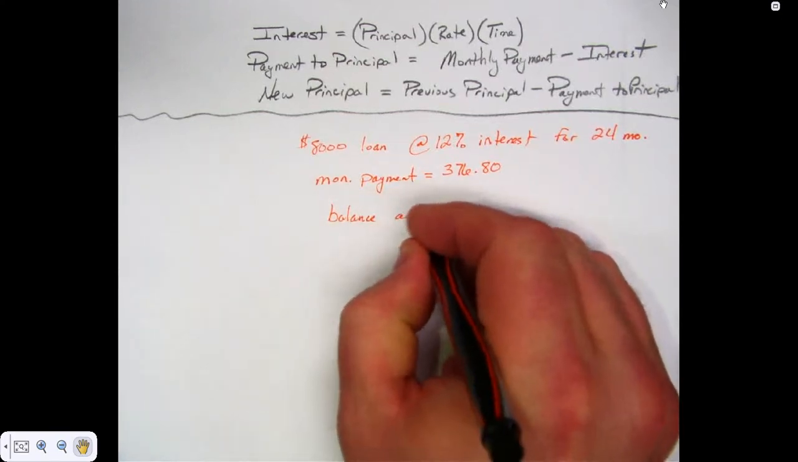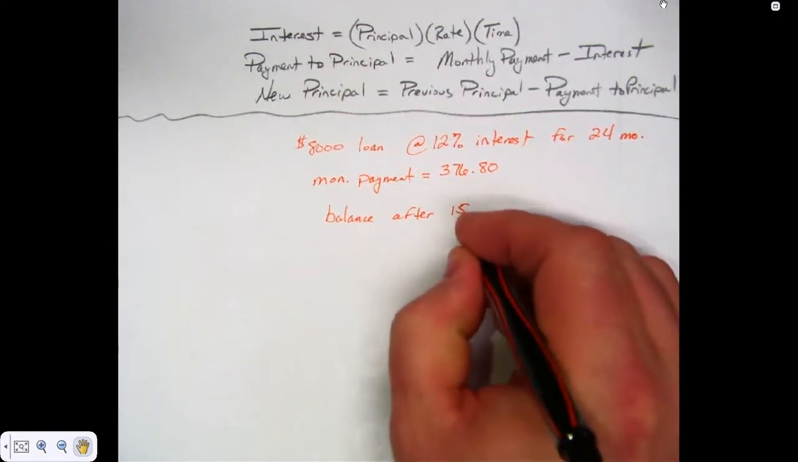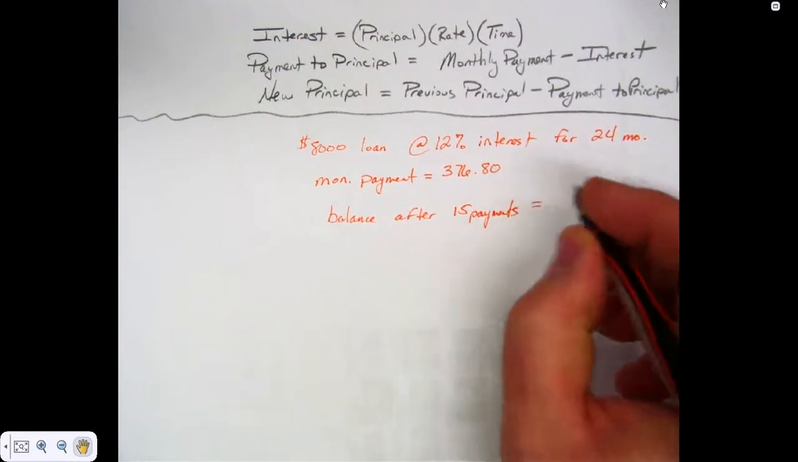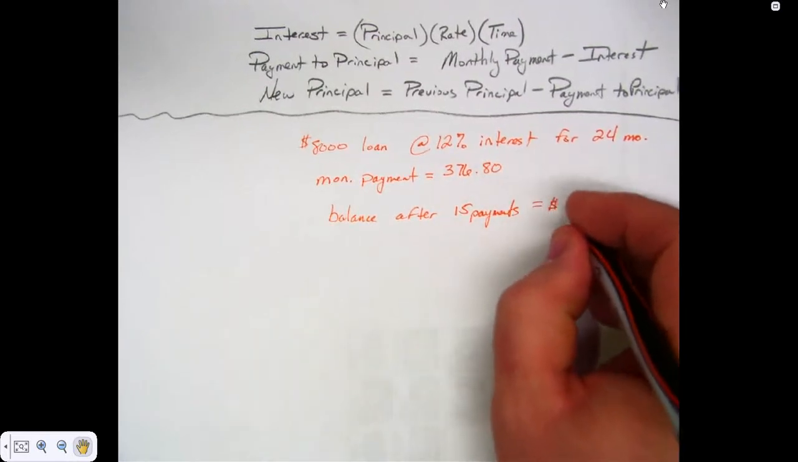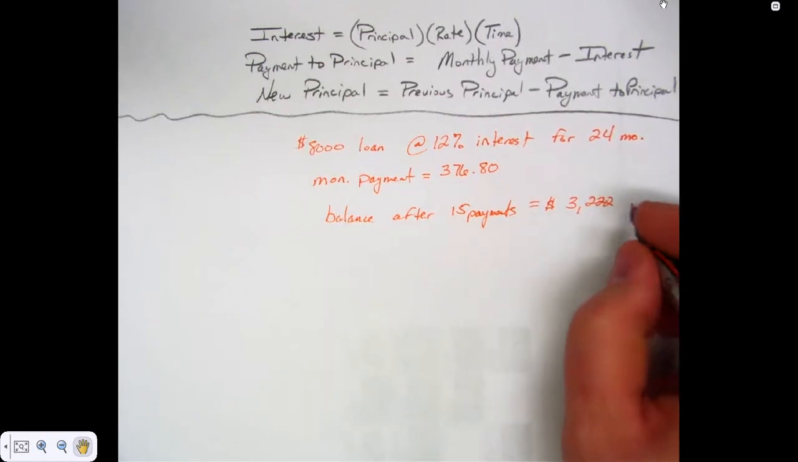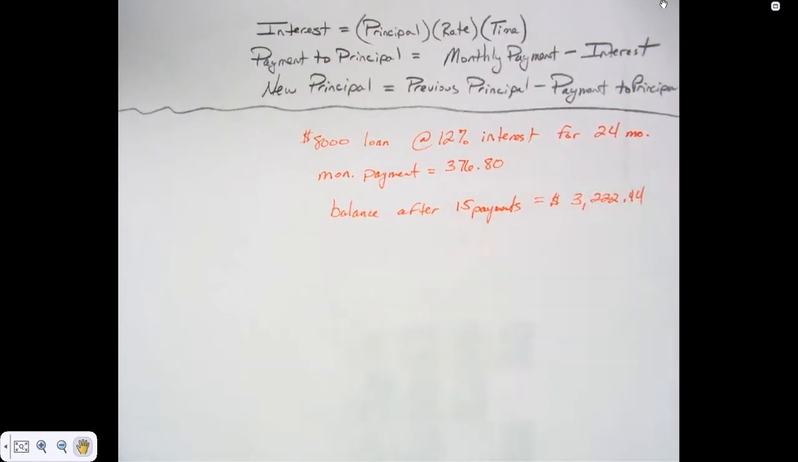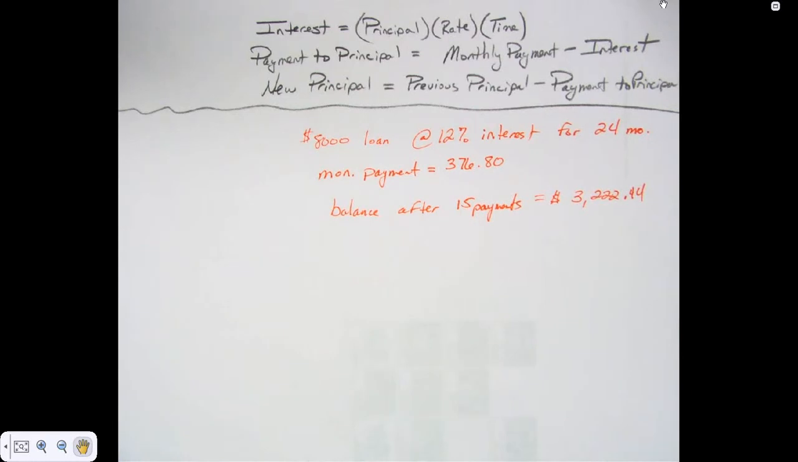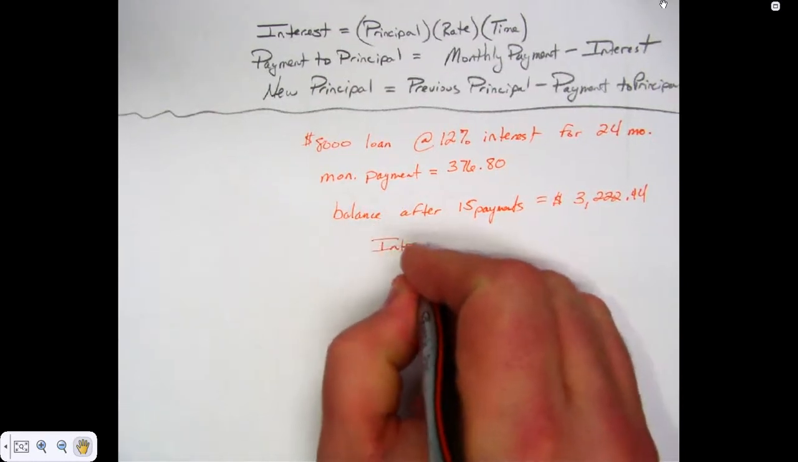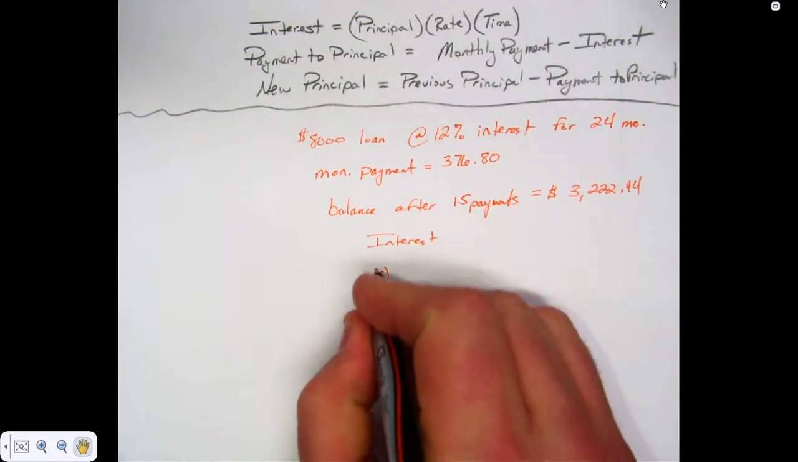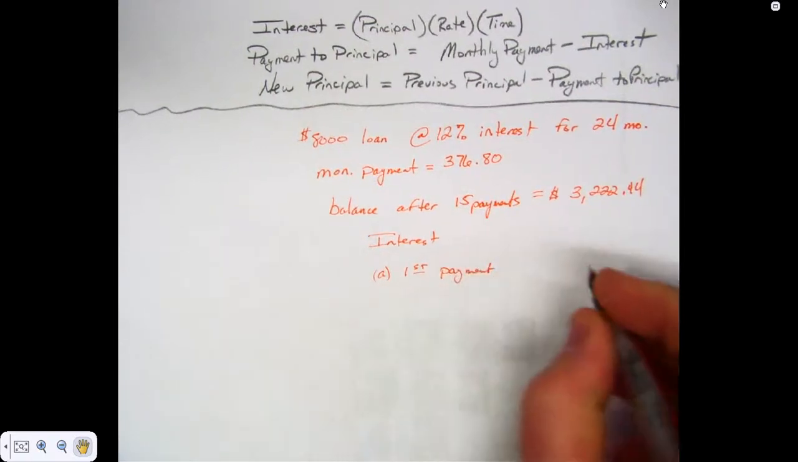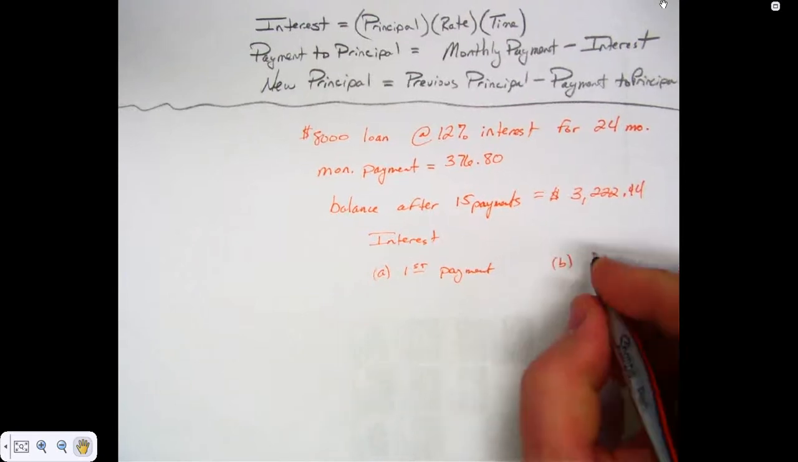The balance after 15 payments is equal to $3,222.44. They want you to find the interest for A, the first payment, and B, the 16th payment.